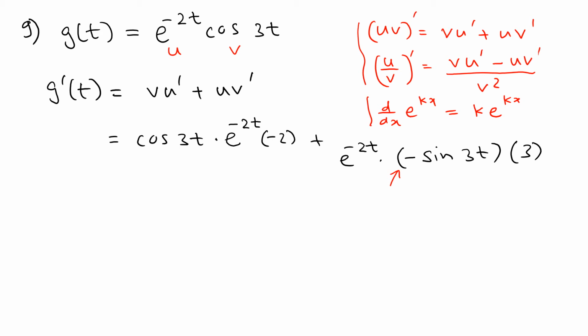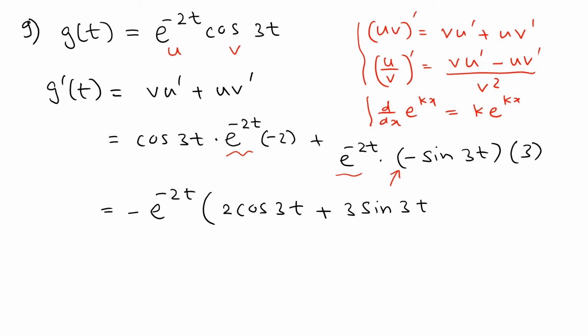So now finally we can combine all of them, and you can see e to the negative 2t is common, so we can pull it out. Also both have a negative sign, so I can pull negative e to the negative 2t out as a term, and then the leftover from the first one is 2 cosine 3t, and the leftover from the second one is 3 sine 3t. Okay, so that is the final answer for that problem.